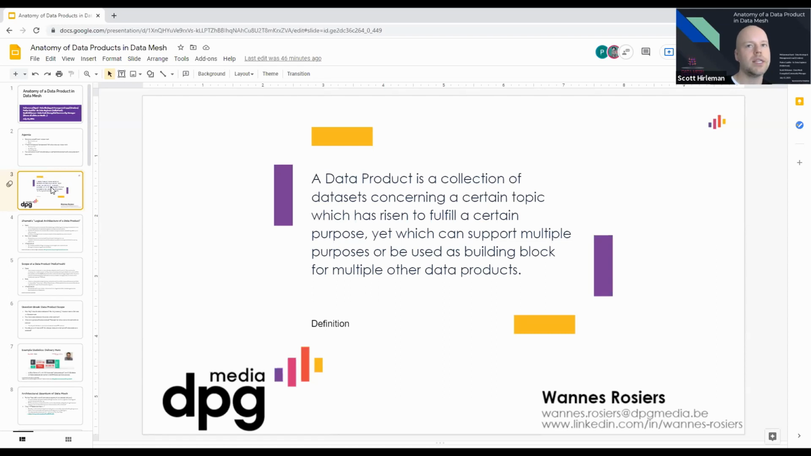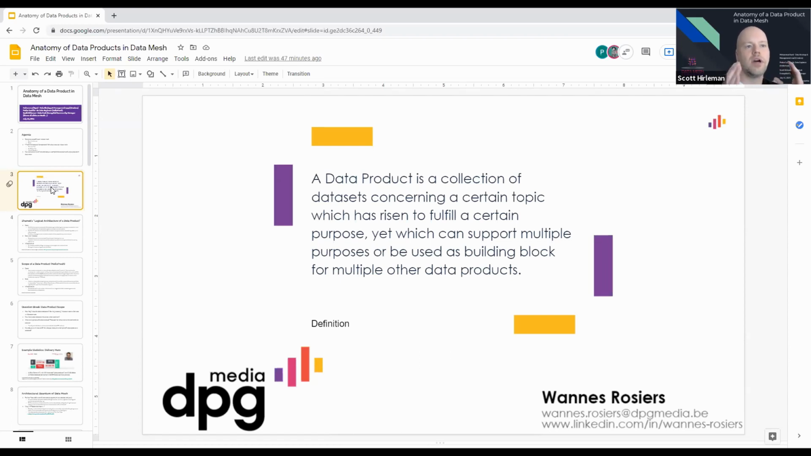So a couple of quick things within this. A certain topic, that's your bounded context. You don't throw all of your data into one data product. That's basically the data lake. And then this thing of it can support multiple purposes. This is something where some people think a little differently, on whether you should be creating a single use case type of data product, or whether that gets you into the same concept of what's been happening with single use pipelines and things like that.